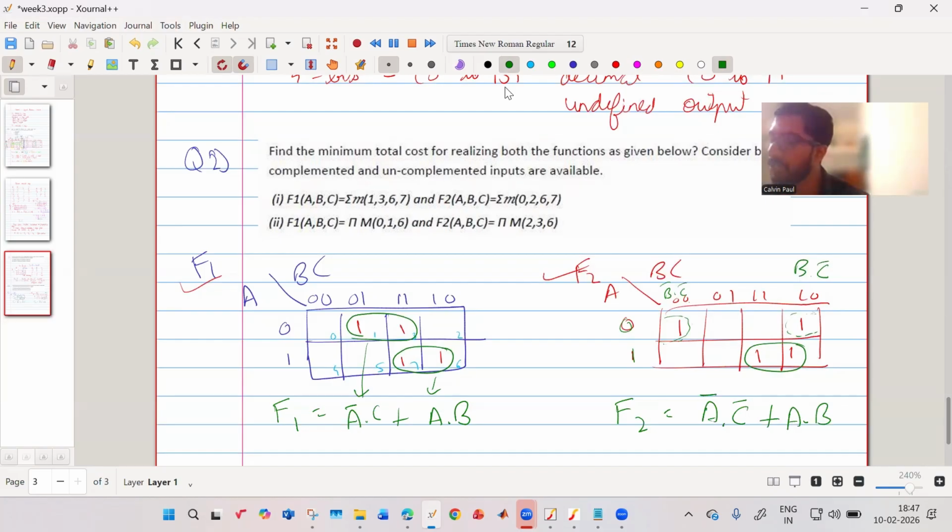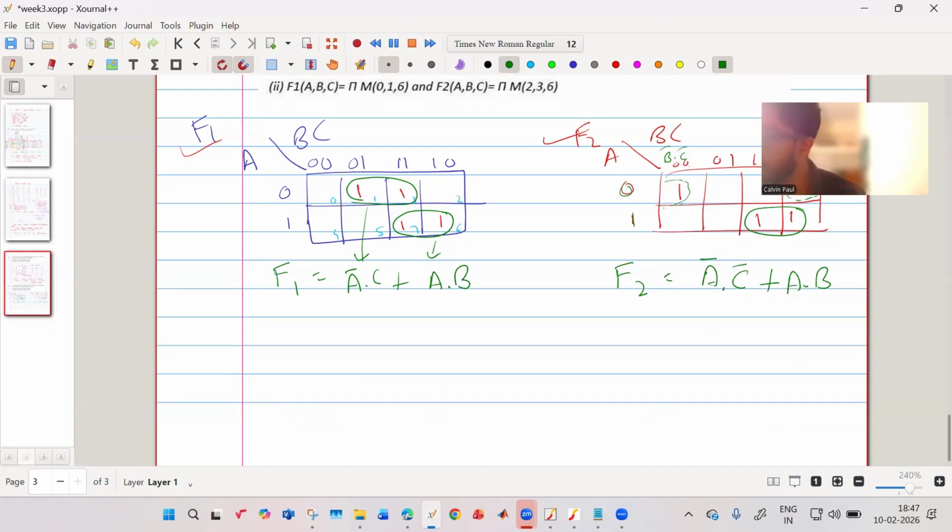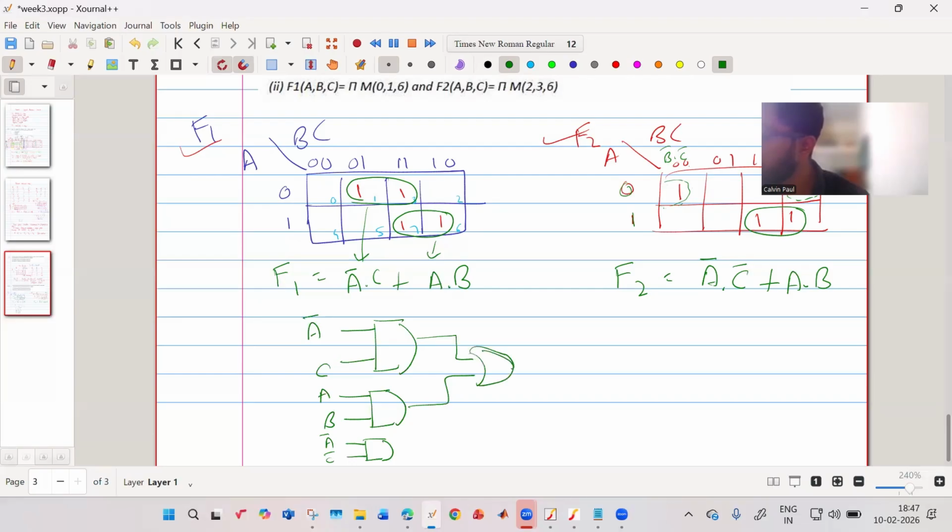Okay, so if you will observe this gate, if you will draw it, what you will get is you have one AND gate like this, which has input of A bar and C, another AND gate like this, which has the input of A and B, another AND gate like this, which has the input of A bar and C bar. Now you OR these two. This is your F1. You OR these two. This is your F2.